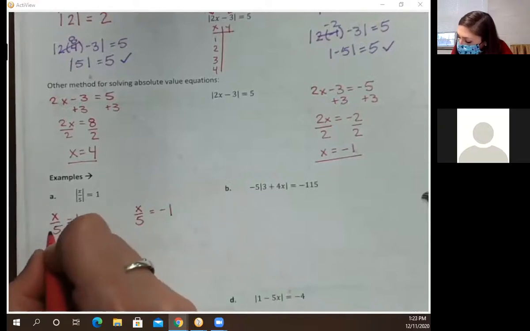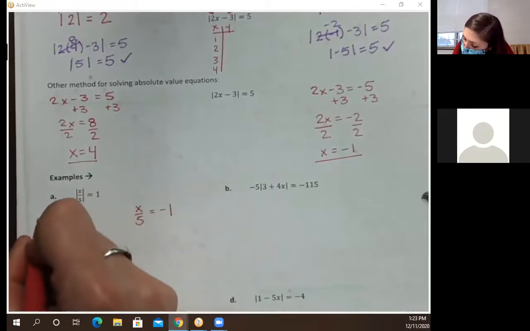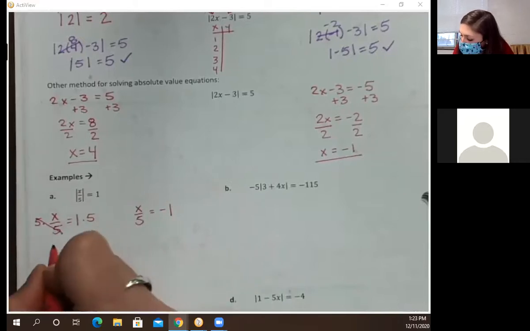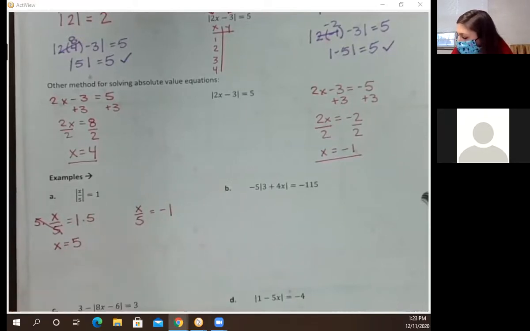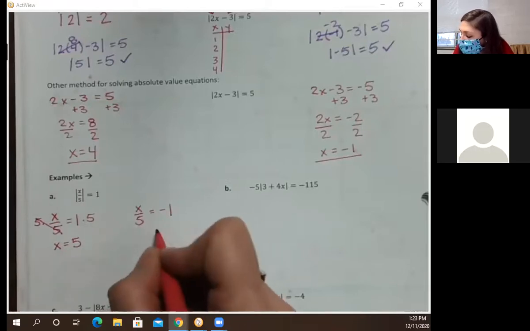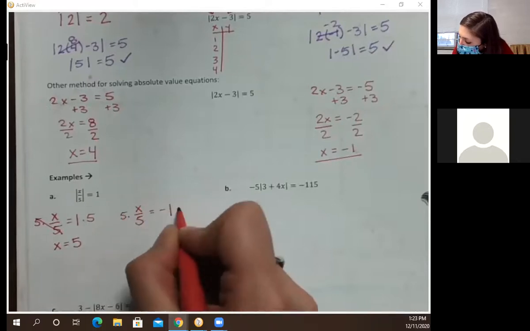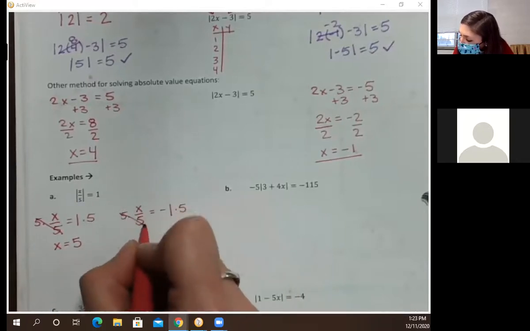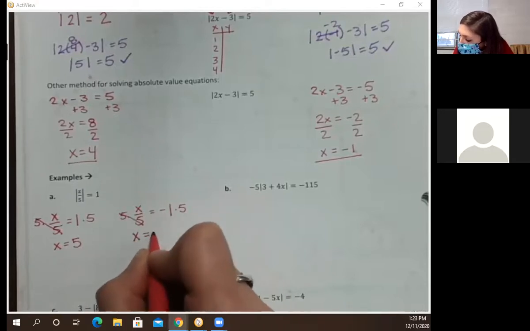Since I'm dividing by 5 here and I want that to go away, I'm going to use that opposite operation, which would be multiplication. So I'm going to multiply by 5 on both sides. So I get x equals 5. And then for my other little equation, same idea. I'm dividing by 5 and I want it to be gone here. I want just x, so I'm going to multiply both sides by 5. And we get on the other side x equals -5.